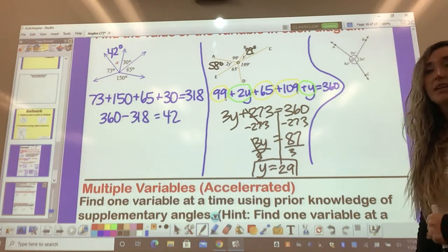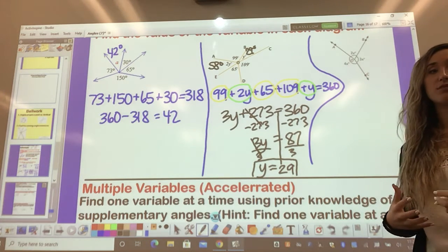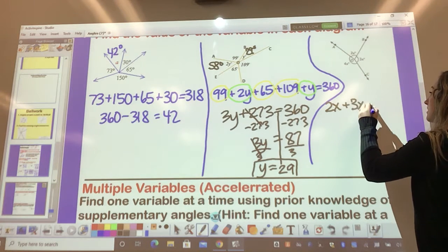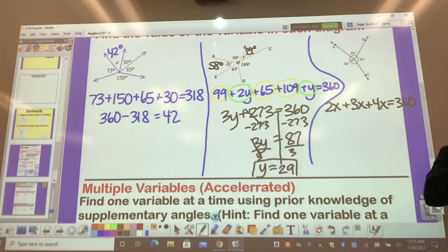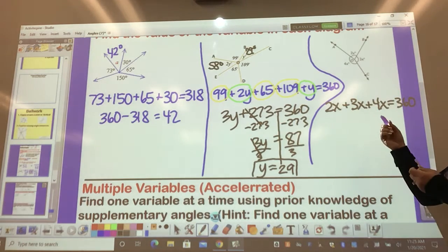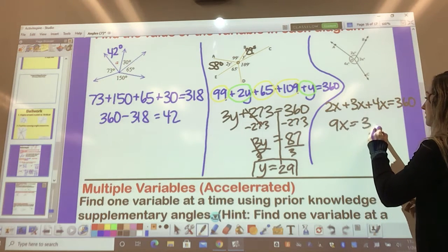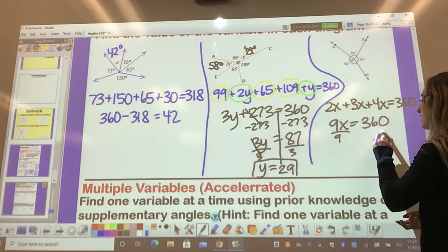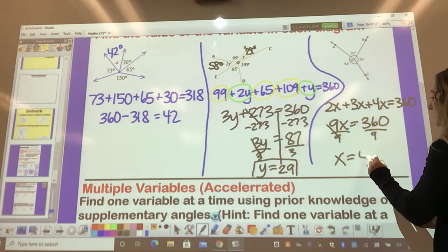And then we have this last one. Again, they are angles around a point. So when I add all of those together, it should give us 360. So 2x plus 3x plus 4x should equal 360. All of these are like terms. 2x plus 3x plus 4x all added together is 9x. And that still equals 360. And then from there, you just need to divide both sides by 9 to get x equals 360 divided by 9 is 40.